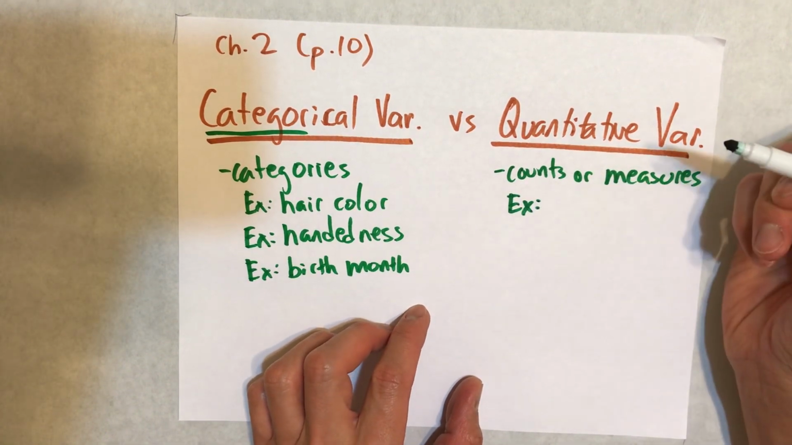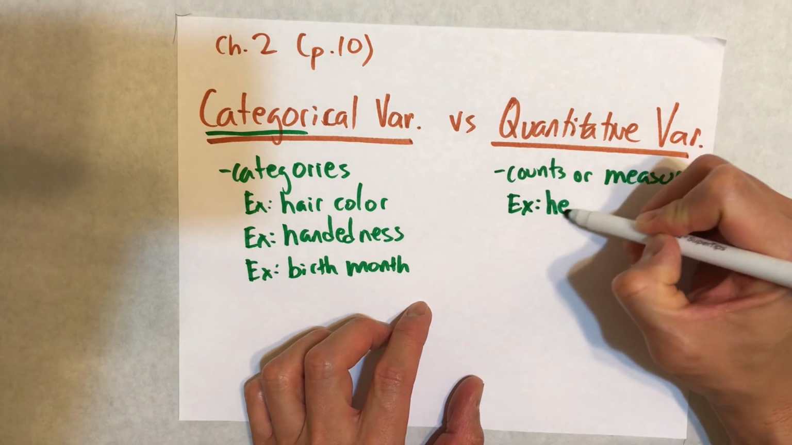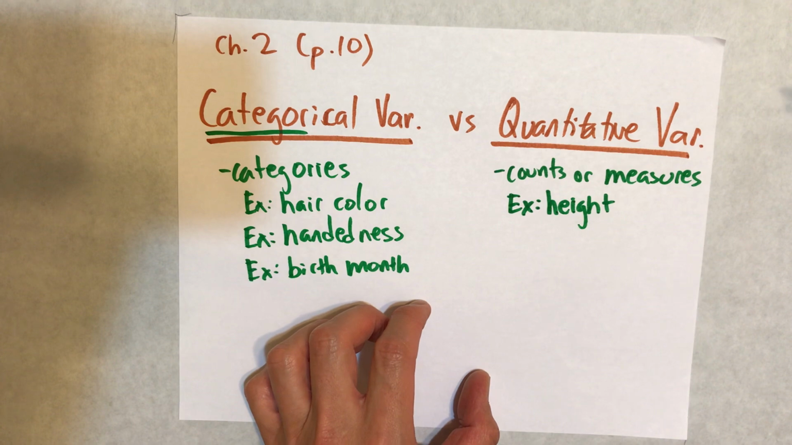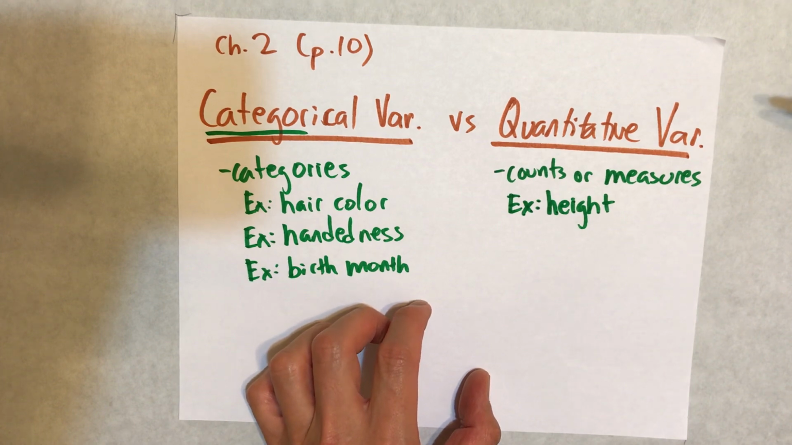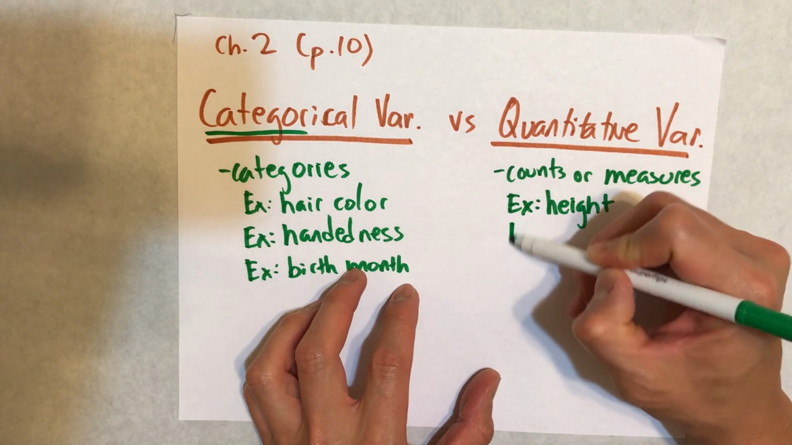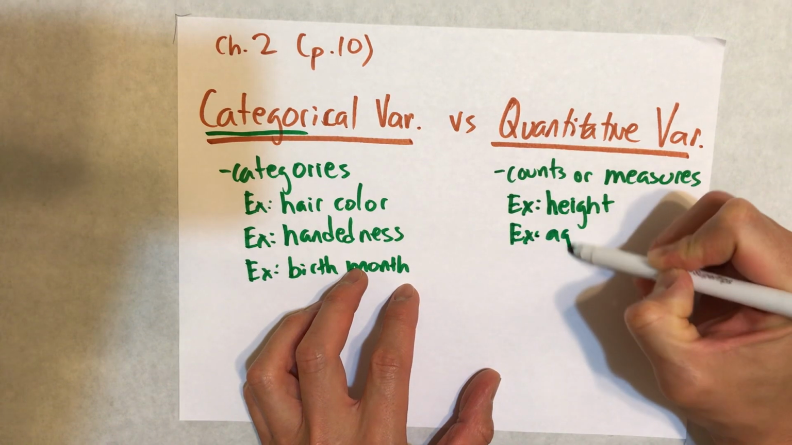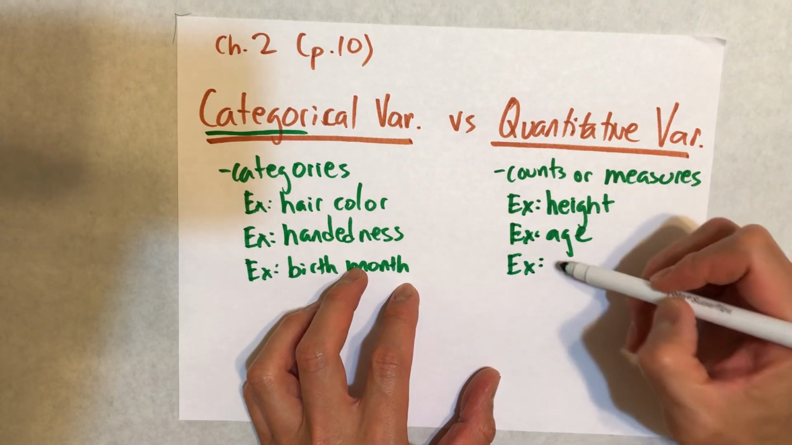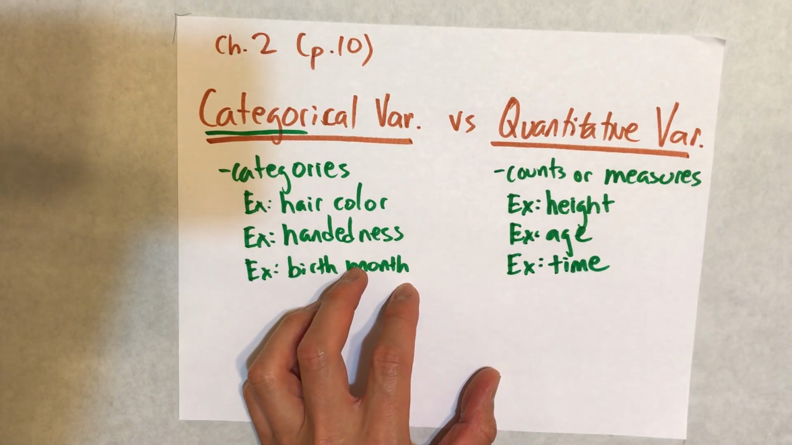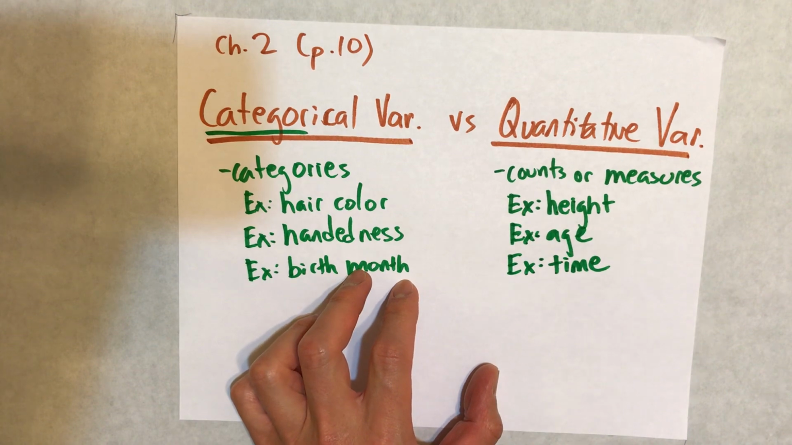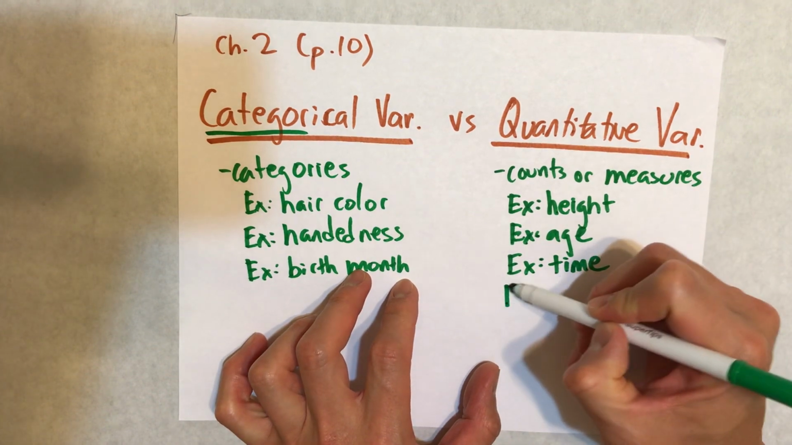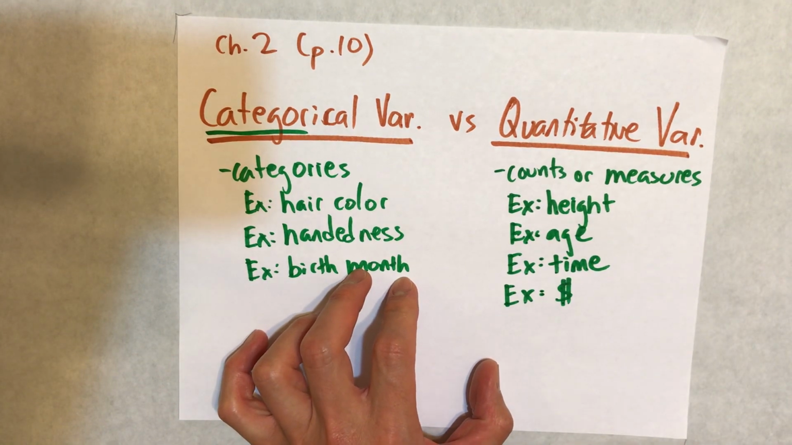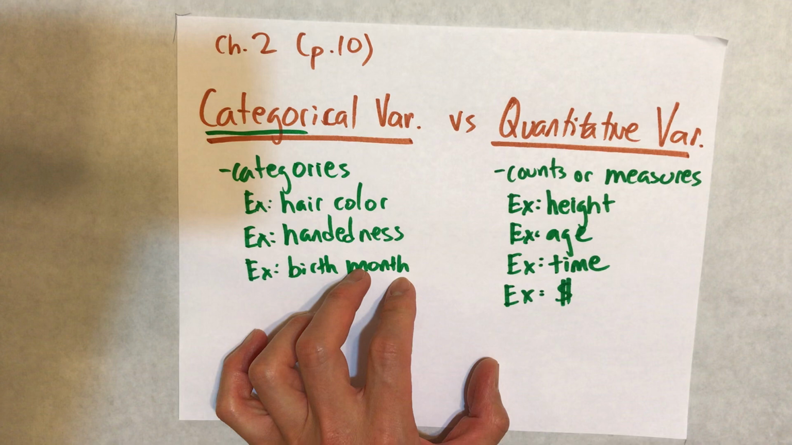Examples, and your textbook lists a lot more examples, but it could be anything like height. The height of all of our AP Stat students in inches. It could be the age. It could be, let's see, how much time it takes you to get from your home to Marshall. It could be the amount of money you have in your bank account or in your wallet. Okay?